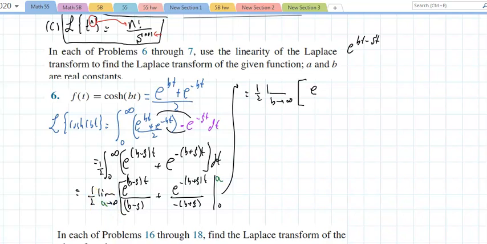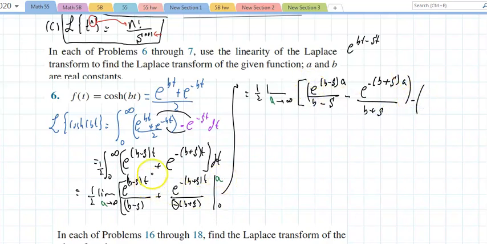So that would be the limit as a approaches infinity of e. When you plug a in, that is e to the (b minus s) raised to the a over b minus s, minus e to the negative (b plus s) raised to the a divided by b plus s, minus, if you plug in the 0 for t, that is 1 over b minus s.